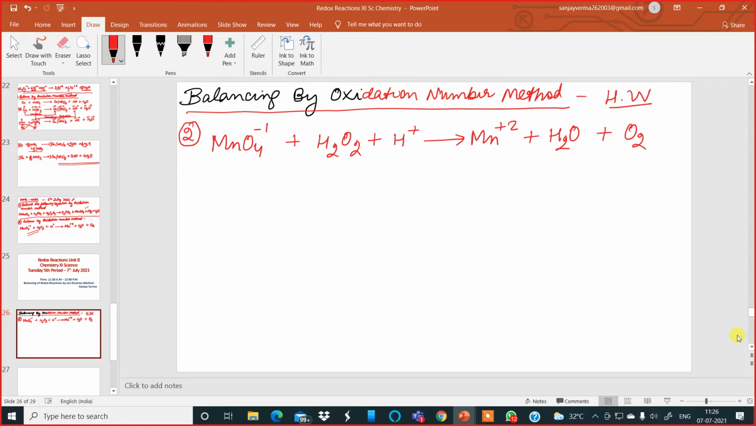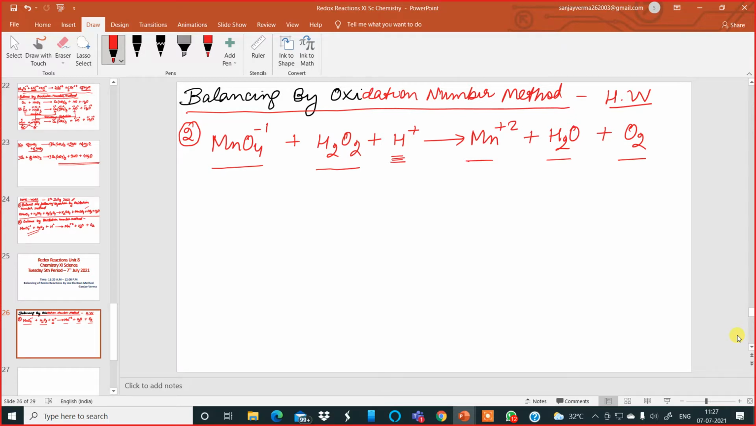This is the equation: MnO4 minus 1 plus hydrogen peroxide H2O2 plus H plus is giving Mn 2 plus plus H2O plus O2. This is the redox reaction which we are supposed to balance. Since on the reactant side there is presence of hydrogen ion, this reaction is taking place in an acidic medium, so we have to keep that in mind.